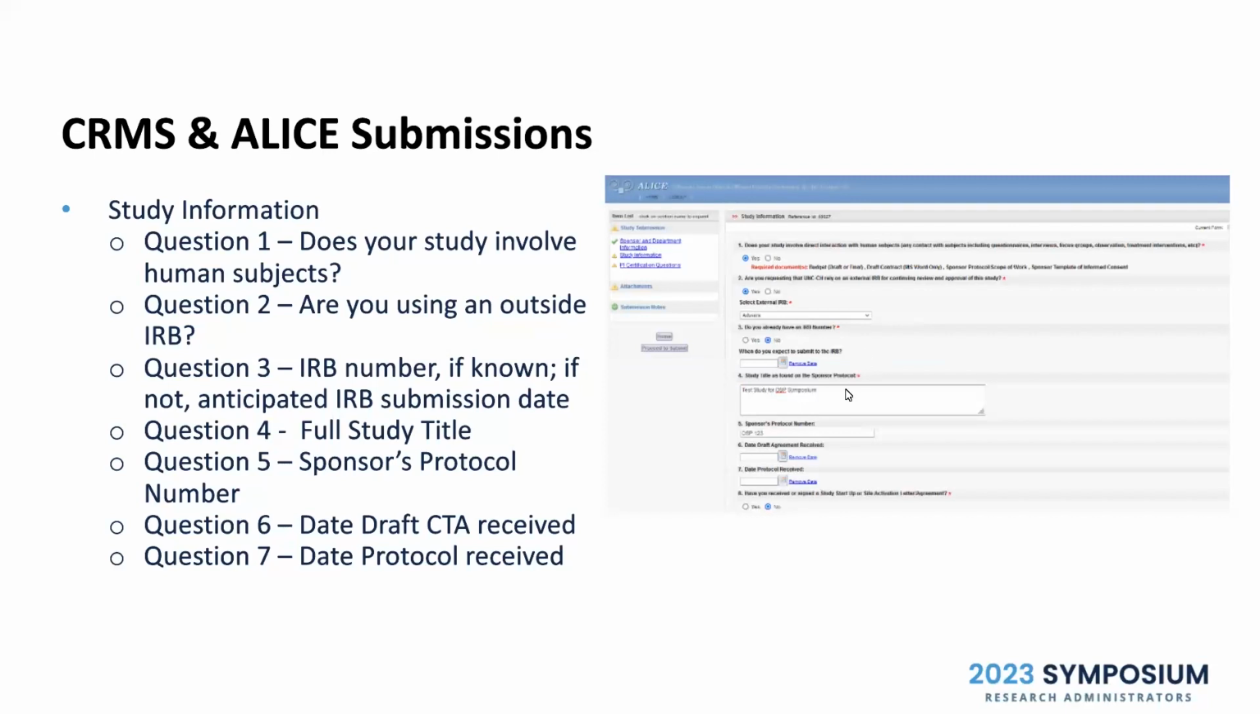And then you want to add in the full study title, which is what you would get off of the protocol itself. If the sponsor has a protocol number, you would add the protocol number. And then again, if you have received the documents for the draft agreement and the protocol, you want to provide the date that you received those. Ideally, you want to get the CTA submitted pretty much immediately after receiving it so that you don't get any delays. And there is a question here, if you've received a study startup or site activation letter or agreement, some sites will get that in advance of the CTA. If so, you should select yes and provide a copy of that as well. But for the purposes of this, I just selected no.